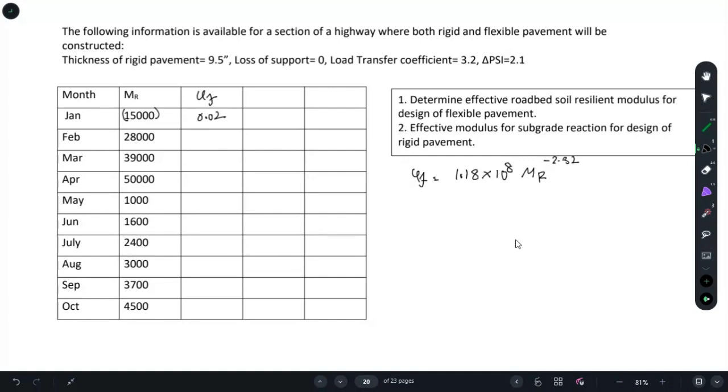And for the later month, that is 28,000, we'll get a value of 0.006. And I'll be getting the values of u_f for all the months. That's 0.003, 0.001, that is 12.9. Calculate with me. You'll learn quickly: 4.35, and for that 1.7 and 1.01, and that is 0.62, that is 0.39.